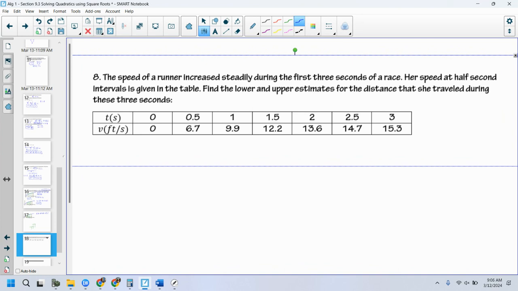So notice here again that I am increasing in speed, right? I am taking half-second intervals and I am increasing in speed. The speed is increasing as I start to run over the first 3 seconds. So what we're going to do is take this half-second interval, apply it to here, to here, here, here, here, and here. Then I'm going to do the other approximation, right? Then I'm going to go to here, to here, to here, to here, here, and here, right? That's going to give you the lower boundary and the upper boundary.